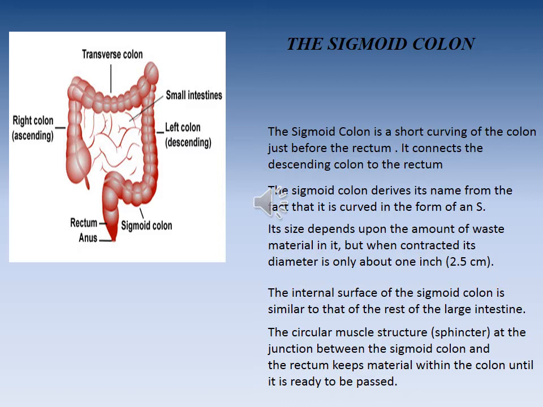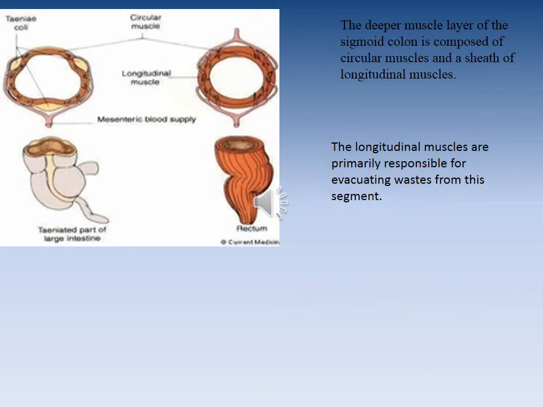The internal surface of the sigmoid colon is similar to that of the rest of the large intestine. The circular muscle structures, the sphincter, at the junction between the sigmoid colon and the rectum keep material within the colon until it is ready to be passed. The deeper muscle layer of the sigmoid colon is composed of circular muscles and a sheet of longitudinal muscles. The longitudinal muscles are primarily responsible for evacuating waste from this segment.